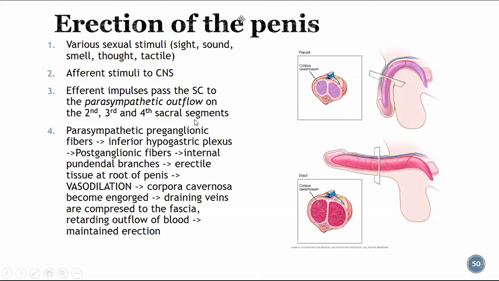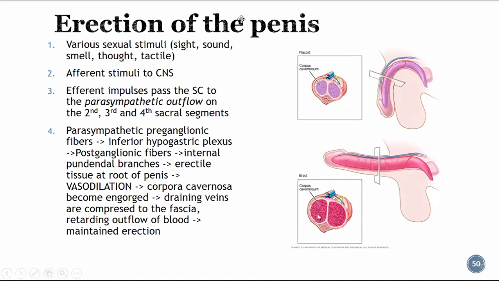Now, in your sacral area, you have your parasympathetic preganglionic fibers, which then stimulate your inferior hypogastric plexuses. Arising from these plexuses are your postganglionic fibers. These postganglionic fibers then stimulate your internal pudendal vascular branches. These vascular branches are the ones responsible for the erectile tissues at the root of the penis. Stimulating the erectile tissues promotes gradual vasodilation of these structures, namely, mostly the corpora cavernosa.